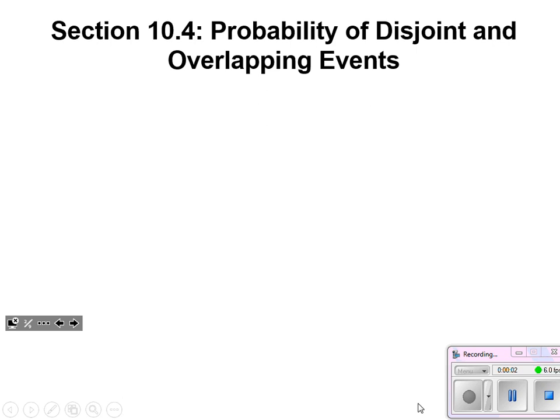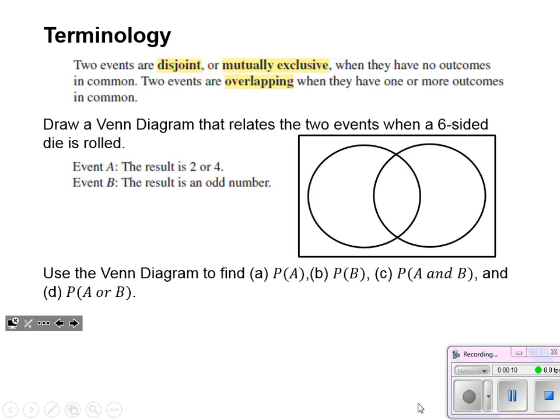Welcome to Algebra 2. Today we've got section 10.4, probability of disjoint and overlapping events. All right, so what are these disjoint overlapping events?